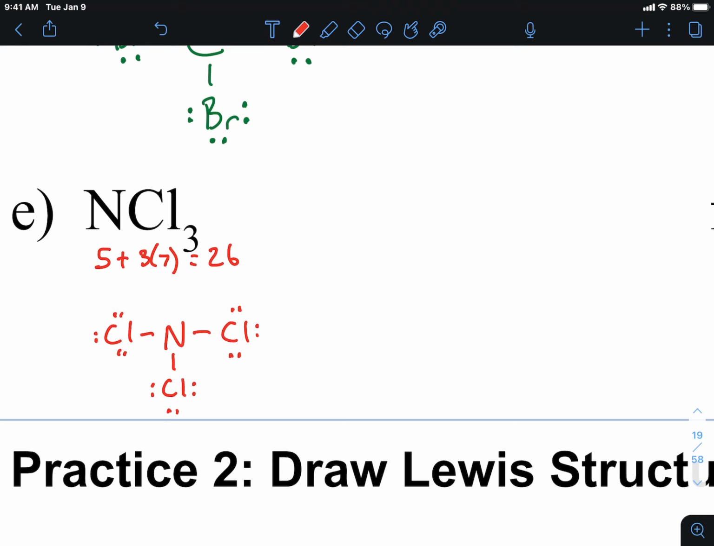How many electrons have I used so far? I've used 24. I have to use the number of valence electrons that I counted. So the last pair goes on the center, and hopefully that fulfills the center's octet, which it does. All right, so I clearly have 3 atoms on the outside with 8. My central atom has 8. I've used all 26. We are done. That's the Lewis diagram.